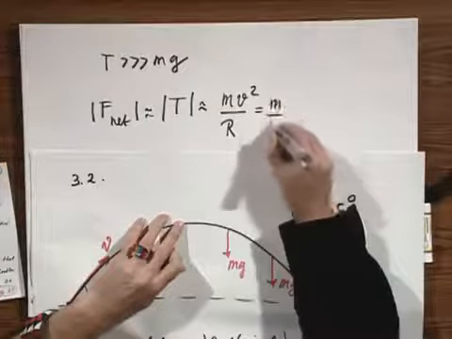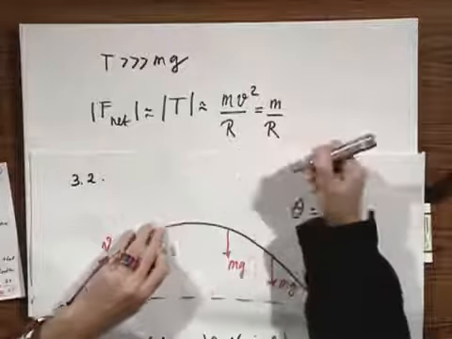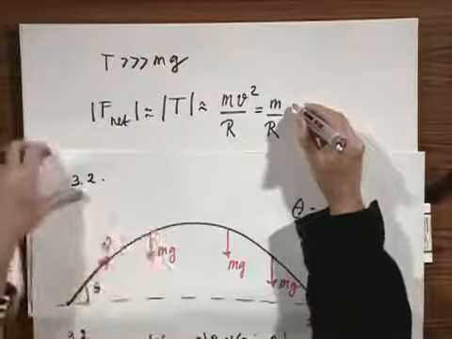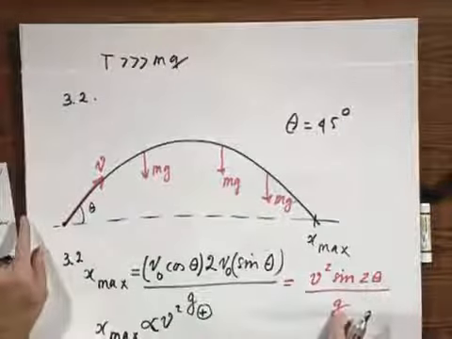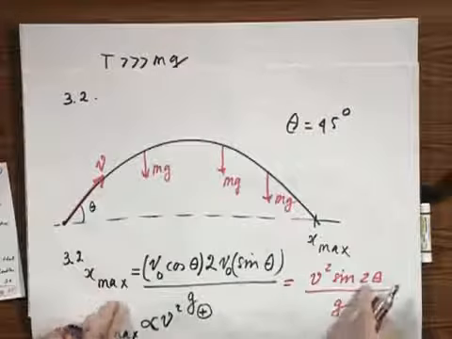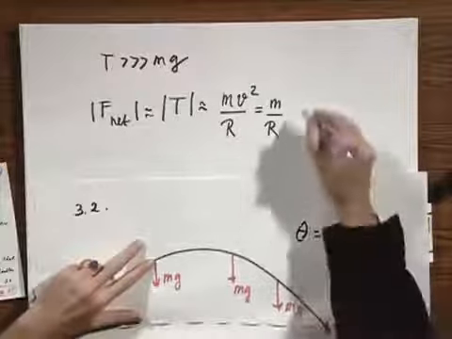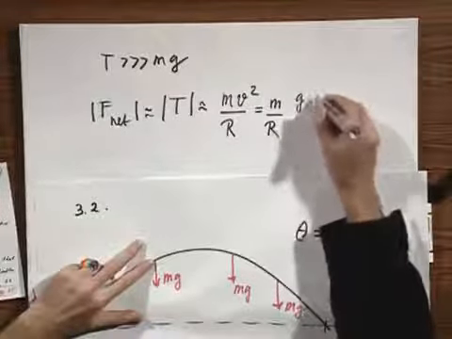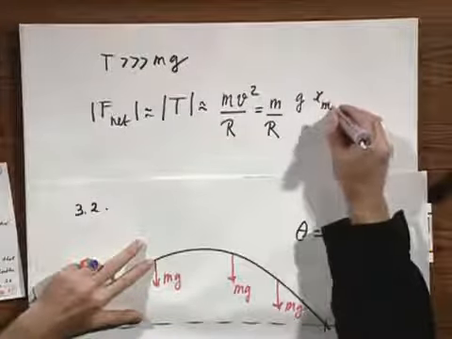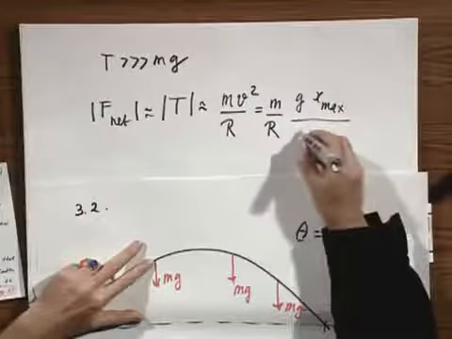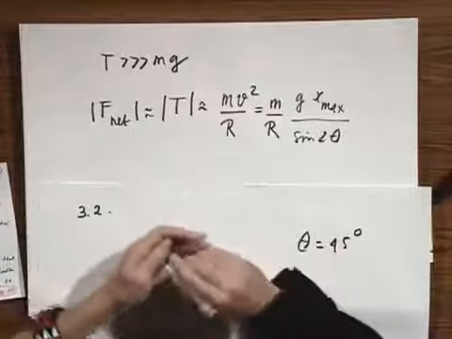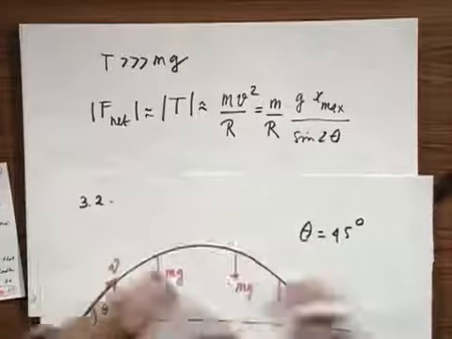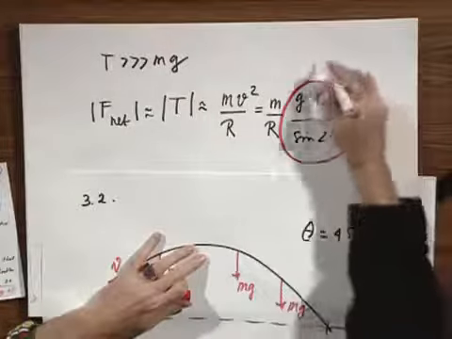So this equals m divided by r, and I write down now for this v squared, which I have here, g times x max divided by the sine of 2 theta. And this here is v squared.